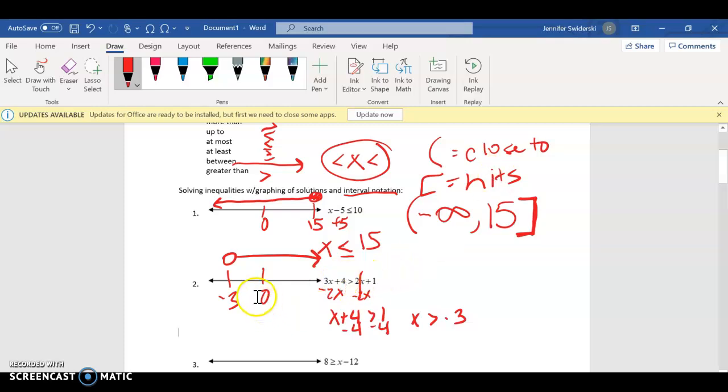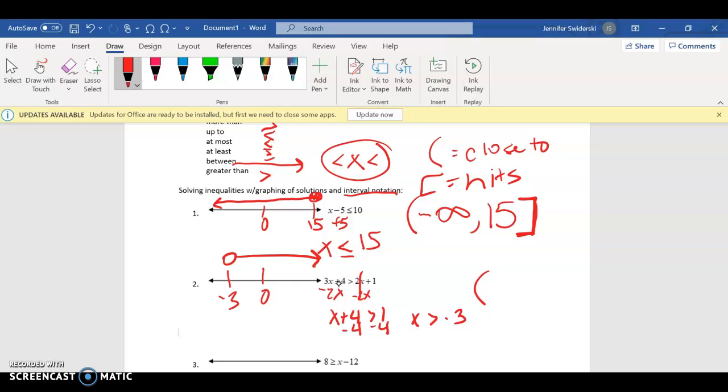So let's pick a number. Let's just say 0, because 0 is greater than negative 3. 3 times 0 is 0. 0 plus 4 is 4. Is 4 greater than, well, 2 times 0 is 0 plus 1. Is 4 greater than 1? Yes, so that works. Interval notation from left to right.